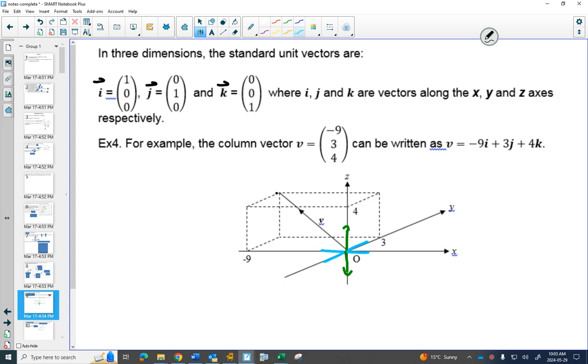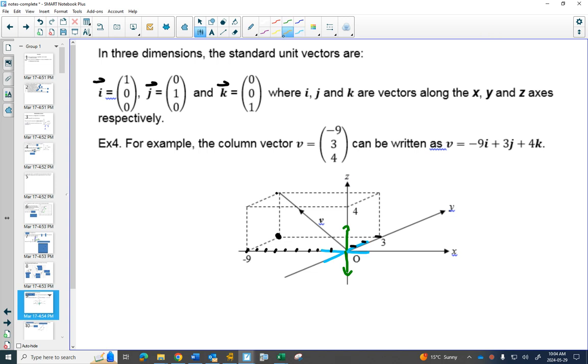So when drawing a point like -9, I would go 1, 2, 3, 4, 5, 6, 7, 8, 9. And I would go 1, 2, 3. And I'd find this point right here would be -9, 3 in 2 dimensions.